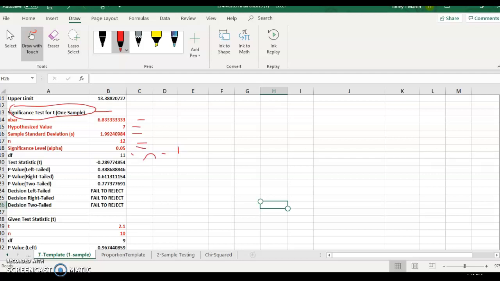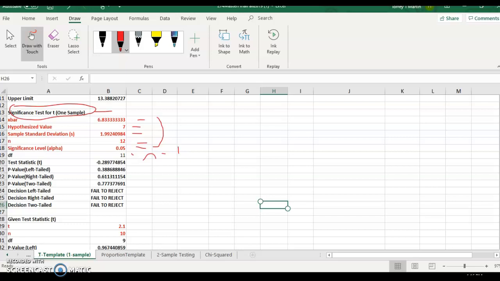So remember, the red numbers are the ones that you have to input. The black will do everything else for you. So again, for the degrees of freedom, I already calculated, which is 11. Now our test statistic is going to be negative 0.289, and then in the homework, they're just going to ask you to round off to 3 significant values.